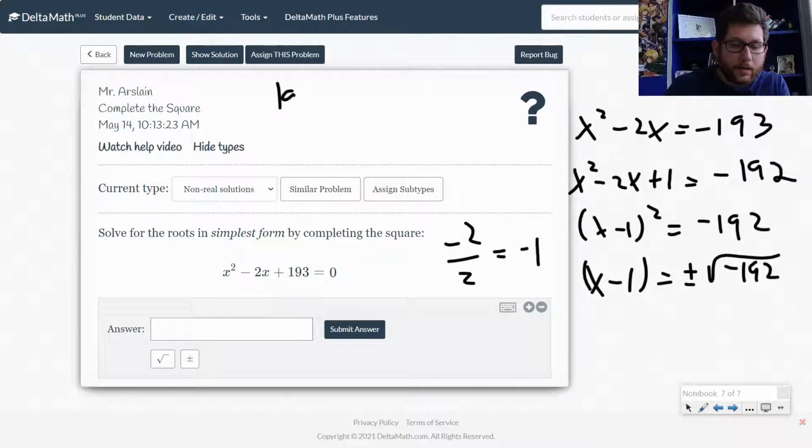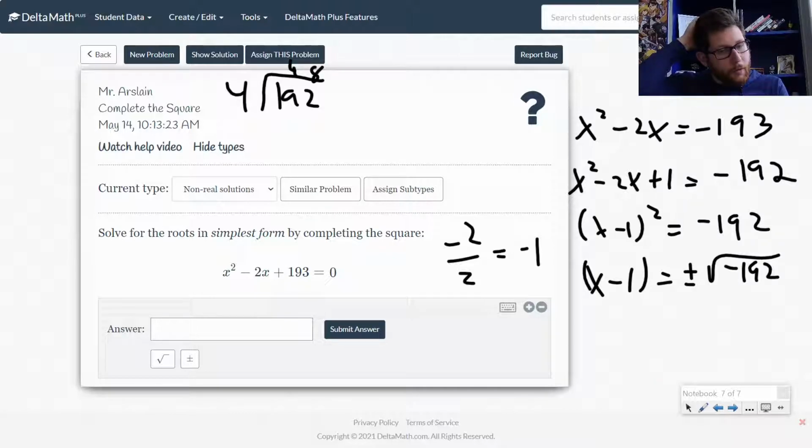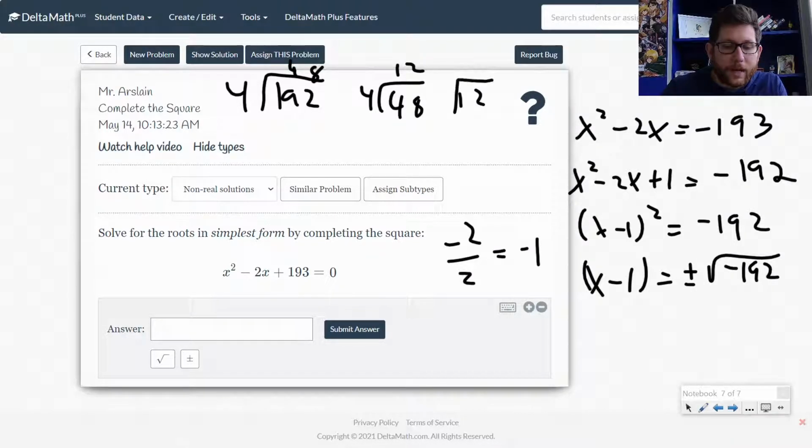So 192 divided by 4. I'm just going to keep this as positives, then we'll deal with the negatives when we get there. So that's equal to what? 4 goes in 4 times, goes in 48 times. Okay, well that's a really convenient number because 48 can also be divided by 4. So 48 divided by 4, that's going to get us 12. And 12 is a convenient number because that can also be divided by 4. And so I get 3.